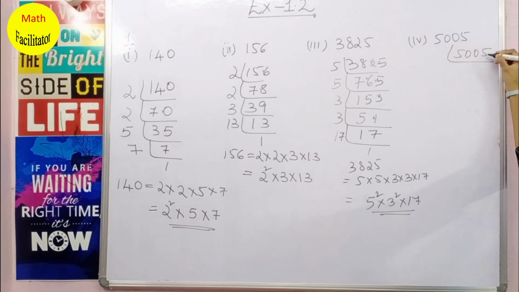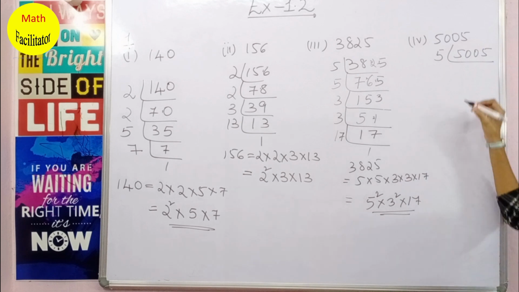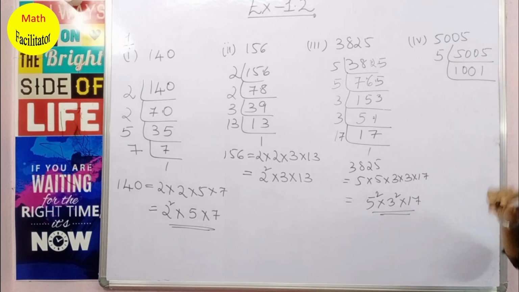Now let us take this one, 5005. Seeing 5 in the units digit, you will know that you have to take the 5 table. So 5 1s are 5, 5 zeros are 0, 5 zeros are 0, 5 1s are 5.